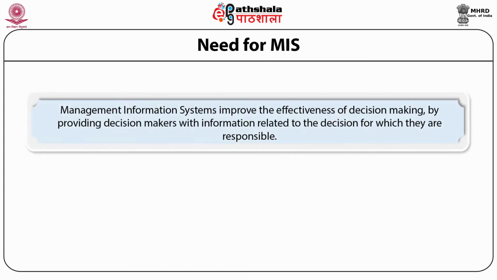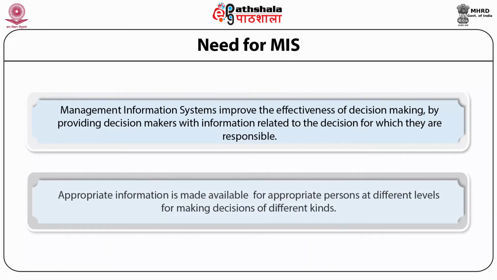Management information systems improve the effectiveness of decision making in organizations. This is by providing decision makers with information related to the decision for which they are responsible. Appropriate information is made available for appropriate persons at different levels for taking decisions of different kinds. MIS improves the effectiveness of decision making by providing decision makers with appropriate information, depending on their level, it can be top, middle, or lower level of management.